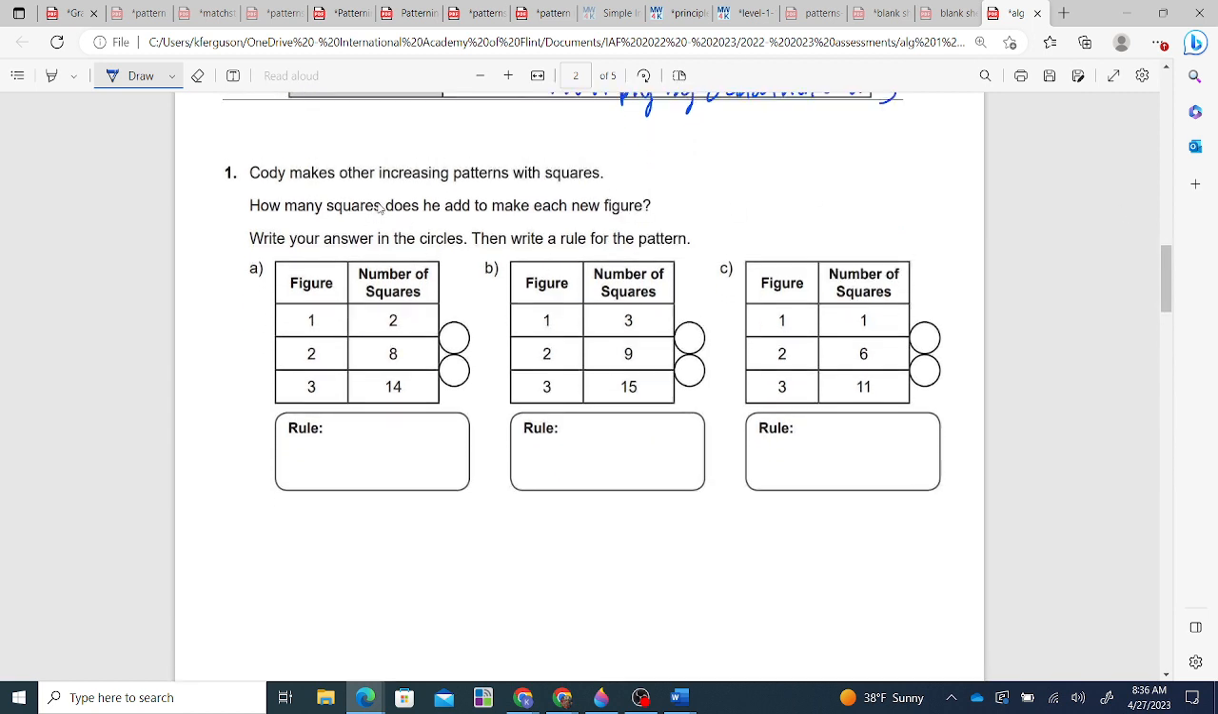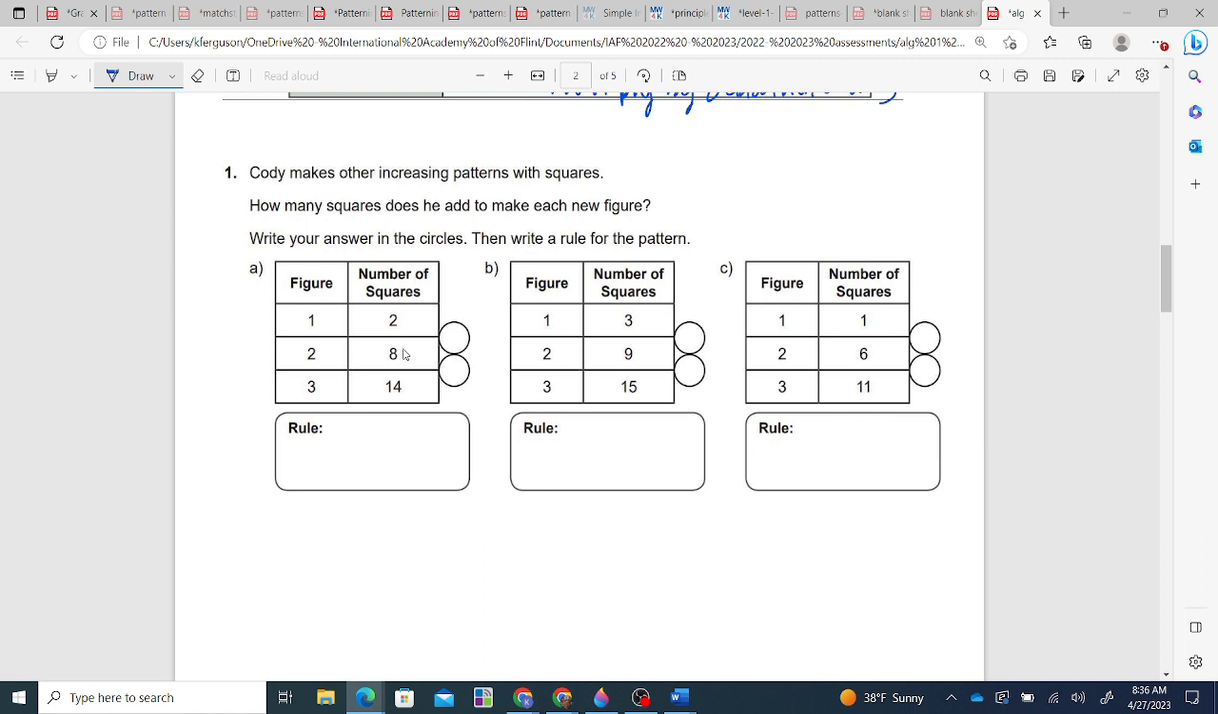So Cody makes other increasing patterns with squares. So this is one thing that we did before. We had a bunch of squares that we make patterns with. So how many squares does he add to make each new figure? So these little circles, write your answers in the circles, then write the rule for the pattern. So in these circles, we're gonna write what he added.